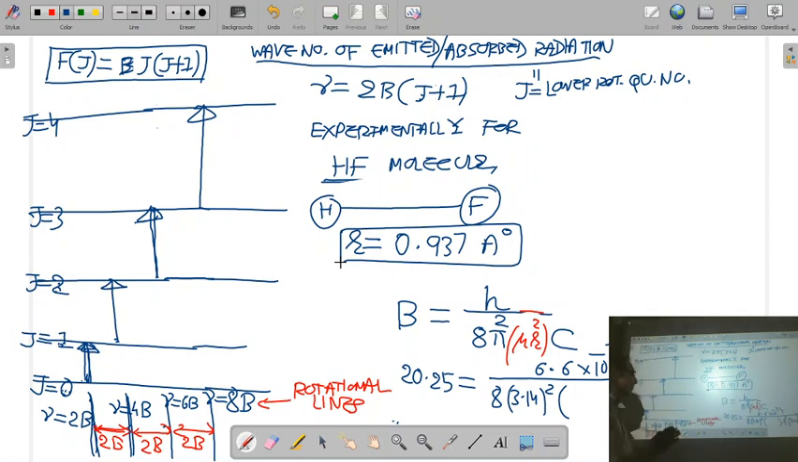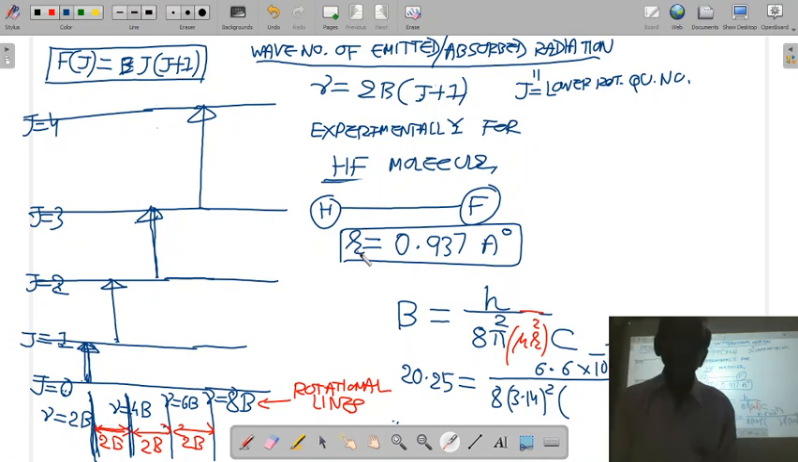So from the study of rotational spectra of the HF molecule, by knowing the separation between two rotational lines of the HF molecule, we can find out the rotational constant B, and from the equation of rotational constant B, we can find the internuclear distance r for the HF molecule. So this is the importance of rotational spectra.